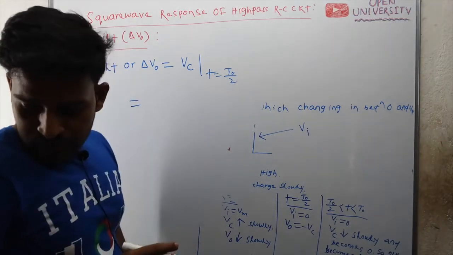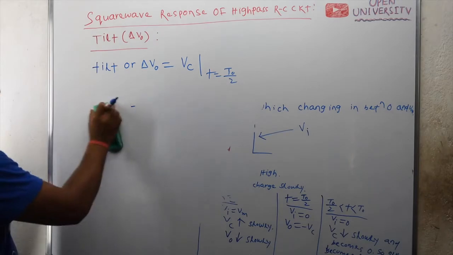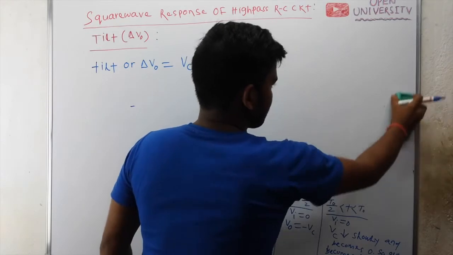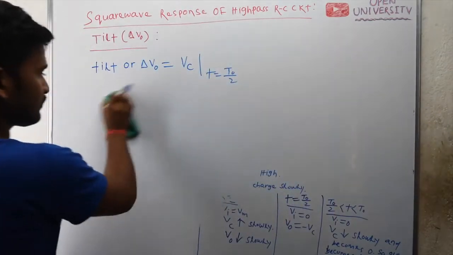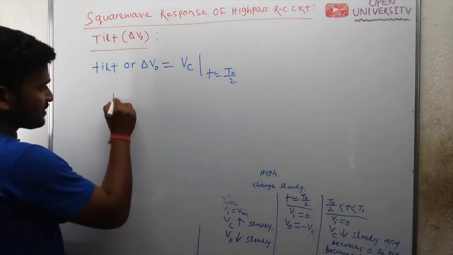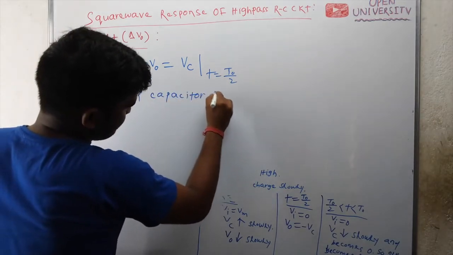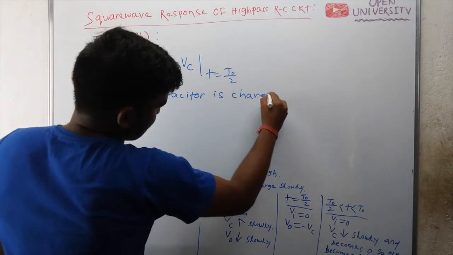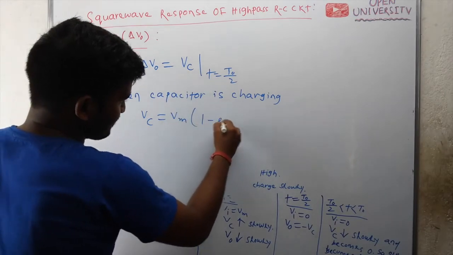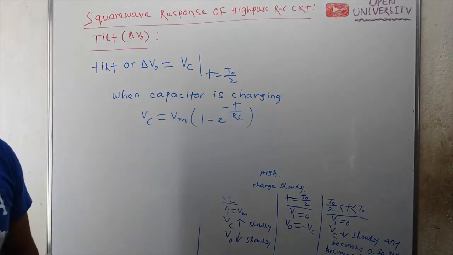So basically, when capacitor charges, what is the formula? I write down this point. When capacitor charges, the voltage across capacitor will be in this way. When capacitor is charging, voltage across capacitor is Vm into 1 minus e to the power minus t by RC. This is the charging expression of a capacitor.